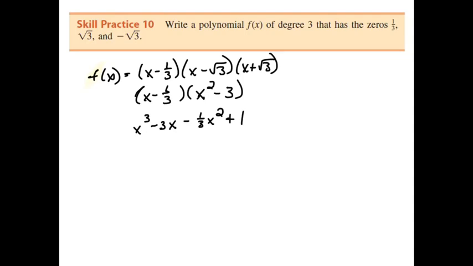Now, if I didn't want a fraction, I could multiply everything through by 3. I'd write it in descending powers of x: x cubed minus 1/3 x squared minus 3x plus 1. And if you multiplied everything by 3, you'd have 3x cubed minus x squared minus 9x plus 3. And these two things are the same. One is just multiplied by 3, so you don't have a fraction.